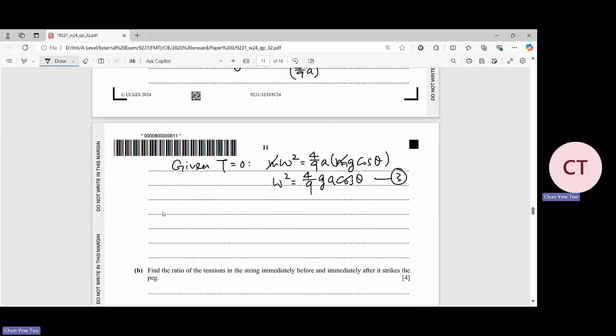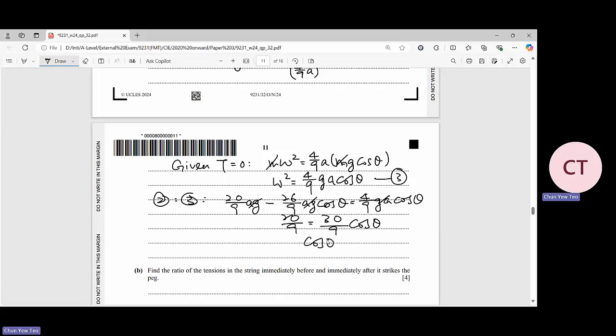2 equal to 3. That means you have 20 over 9 ag minus 26 over 9 ag cos theta is equal to 4 over 9 ga cos theta. ga cancel. Then you get 20 over 9 is equal to 30 over 9 cos theta. Your cos theta is equal to 2 over 3. Done. That will be the answer for part A.